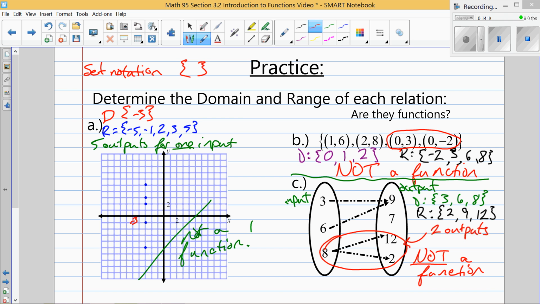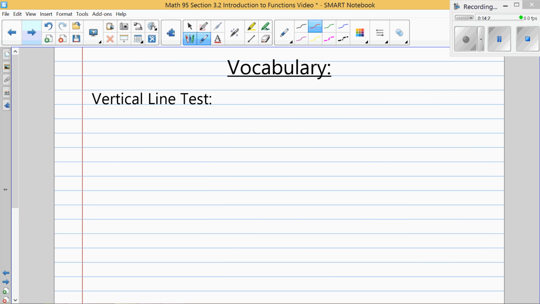Well, we didn't start off very promising, did we? Everything is not a function. Don't worry, we will get to some where we do have functions. Let's see what we have on the next slide. Vertical line test. So before we do this, I am going to actually let you take a break. The vertical line test is another way to test to see if something is a function.